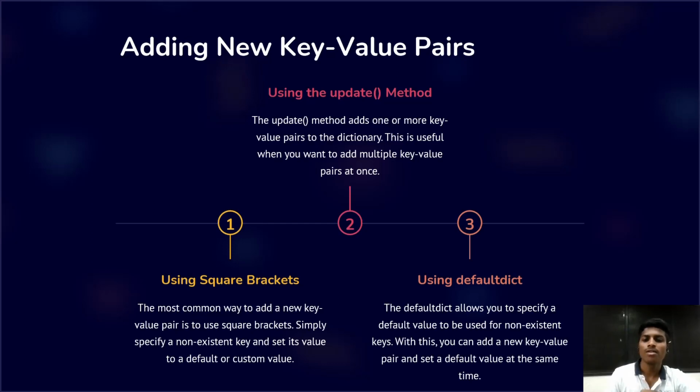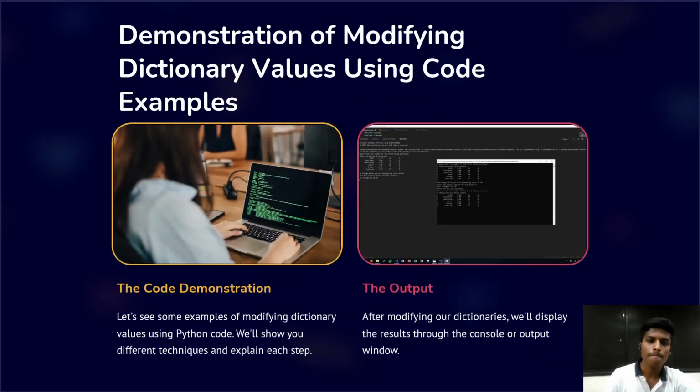So next, third, using default dictionaries. The default dictionaries allow you to specify a default value to be used for non-existent keys. With this, you can add a new key value pair and set a default value at the same time. So these are the three steps. This is used to add new key value pairs.